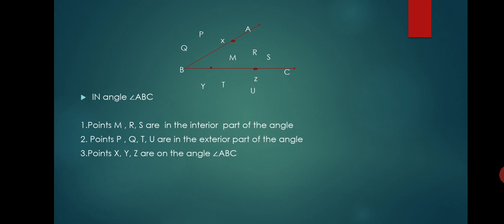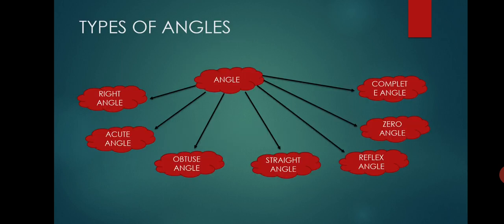See the points P, Q, T, U. I'm not taking Y and Z. See, I'm drawing here a dot for Y and a dot for Z. Okay. So the points P, Q, T and U are in the exterior part of the angle. Okay. And X, Y, Z are the points which are on the angle ABC.